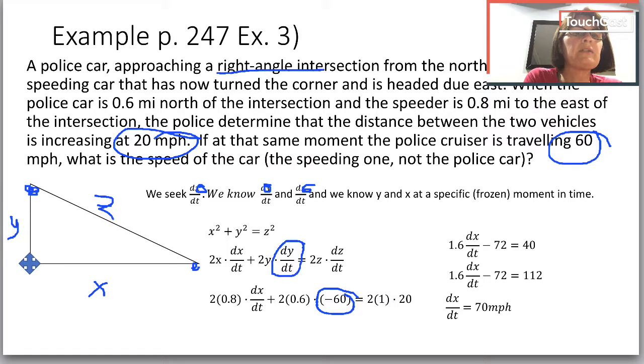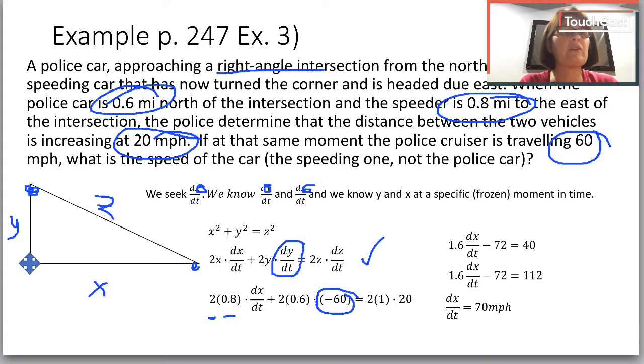So let's just go through here. So this was supposed to be 2x. So in the line before, I took the derivative with respect to time. Now I can freeze the picture. I can use this x value that I know, 0.8 miles. I can use this y value that I know. And there's one other thing I'm missing, right? So let's just figure out where I got this.